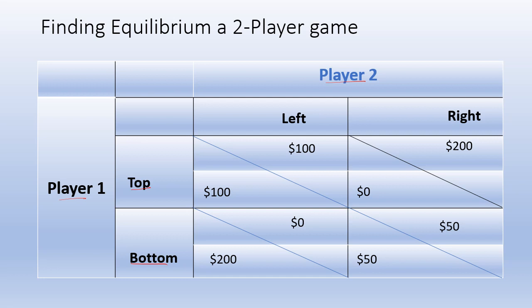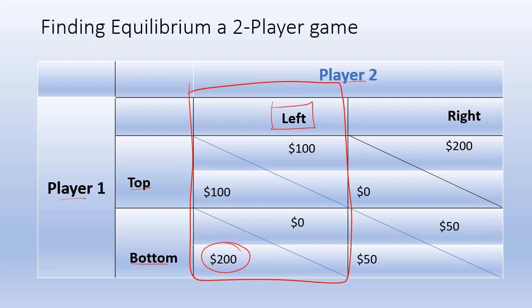Player 1 doesn't know what player 2 is going to do, but he's thinking, what if player 2 played left strategy? Then the game would be stuck on this left column. And in the left column, for player 1, bottom strategy would be better because it brings him $200 instead of top strategy bringing him $100. So let's circle this 200.